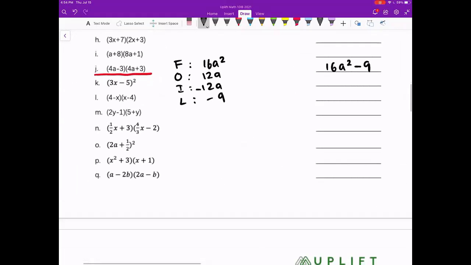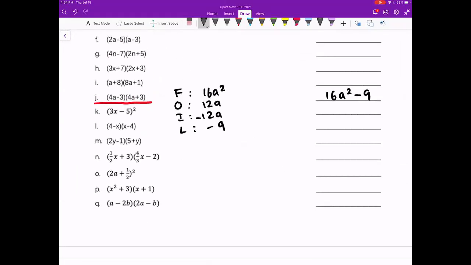Oh yeah, and something to note is that those two binomials are conjugate pairs. That's something you'll learn a little bit later, but it's also called a conjugate pair.